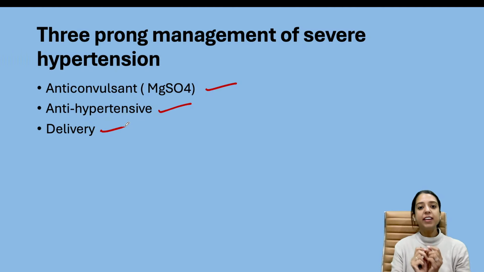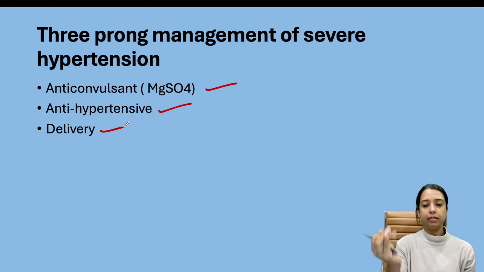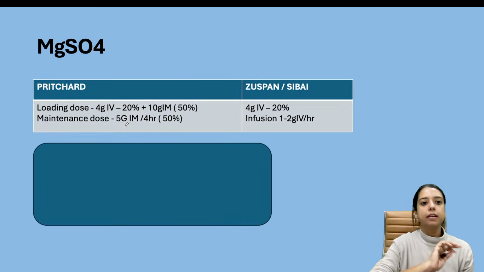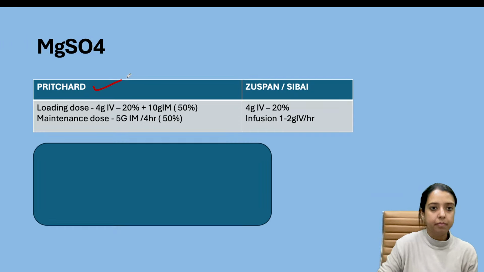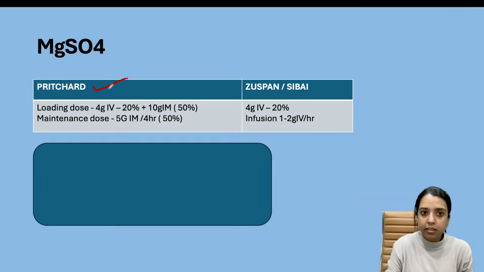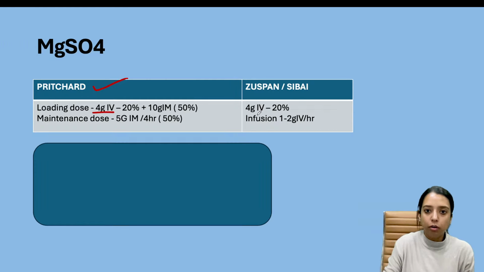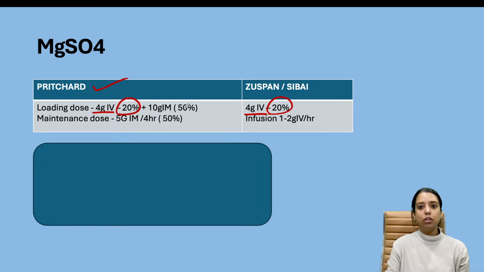ठीक है. सिवियर हाइपरटेंशन का 3 prong मैनेजमेंट होता है. सबसे पहले मैक्सेल्फ, then antihypertensive and then delivery. So Maxilf has to be given by Pritchard regime. Pritchard, which is the IM regime. Remember this regime, it is very commonly used in our country. The IV regime is Zuspan. The loading dose is 4 gram in both of them. And whenever you give IV, you give in a lesser dilution, 20% dilution. So IV given in 4 gram IV 20%.